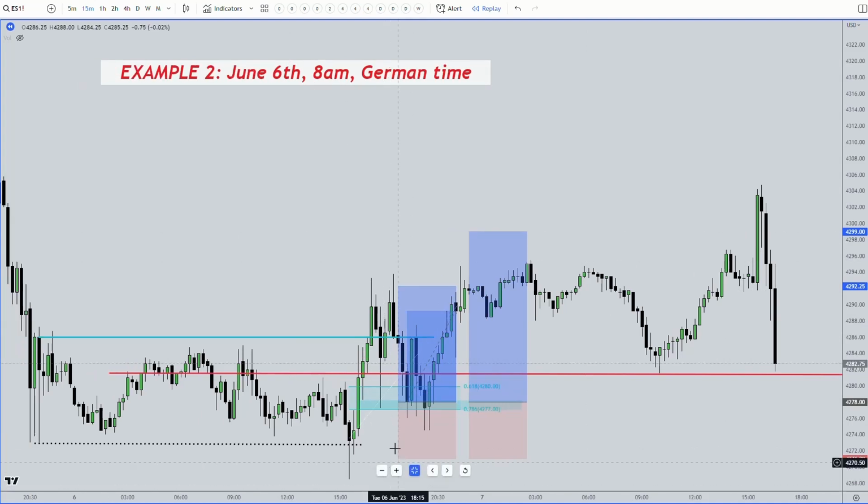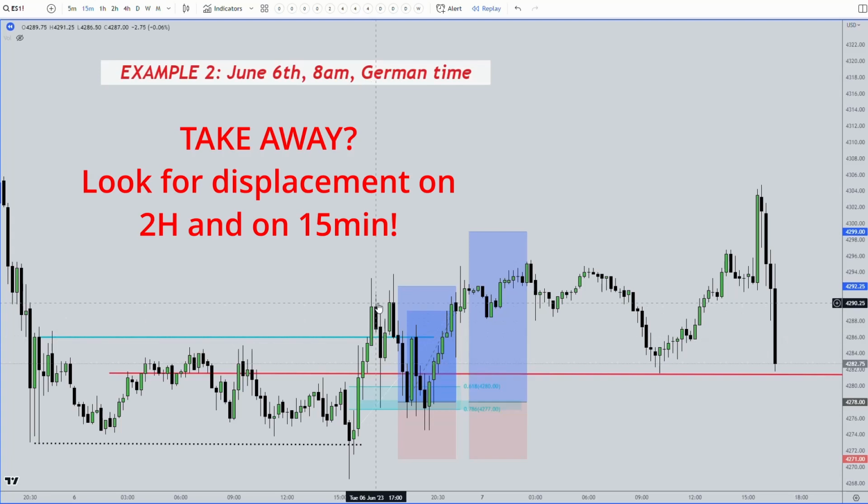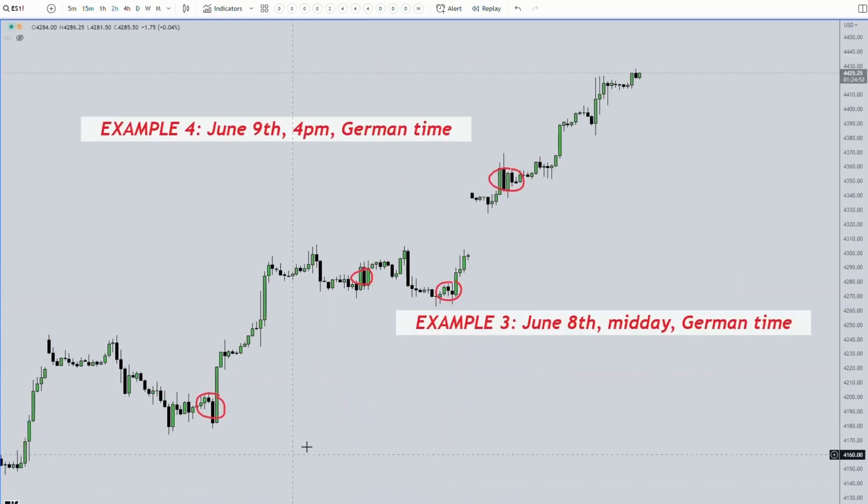What should be your crucial takeaway from this second example? You want to see real displacement and not only on the 2-hour but also on your entry time frame, the 15-minute. To round off this little case study and prove my point, let's also have a quick look at the third example from June the 8th, midday German time, forming around here, and example 4, June the 9th, in the afternoon session, 4 p.m. German time.